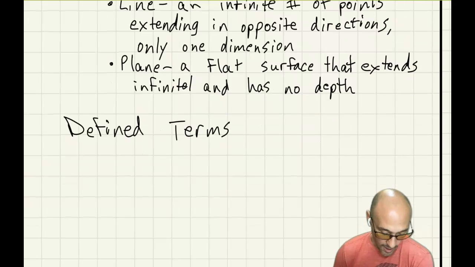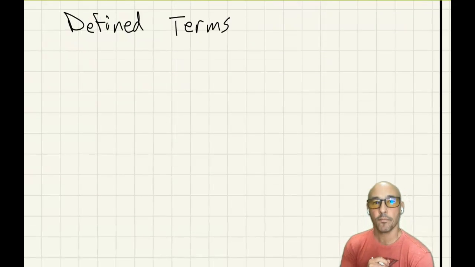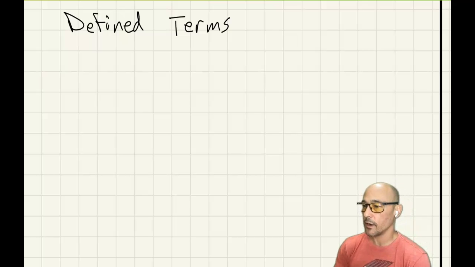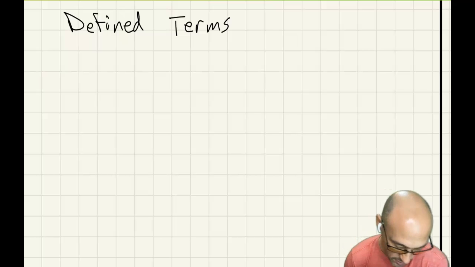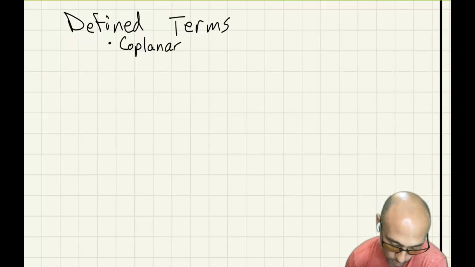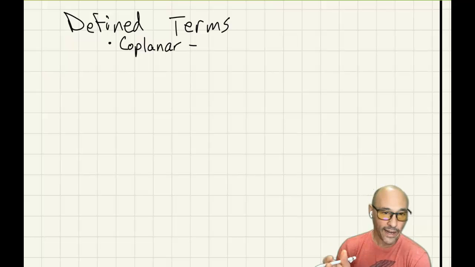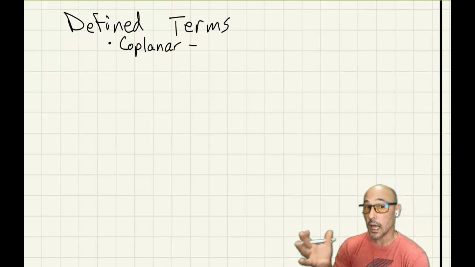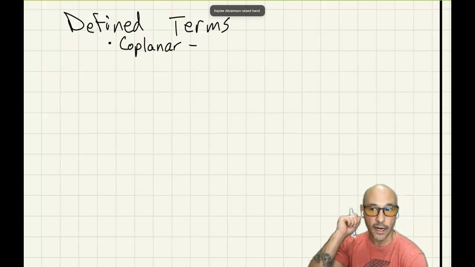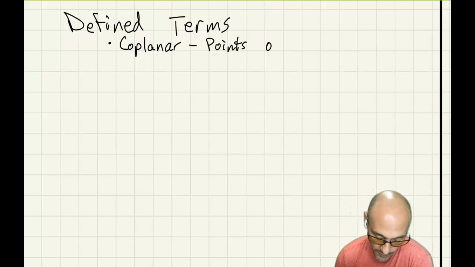So there's an idea here that's really important, and it's the idea of coplanar and non-coplanar. Coplanar, it's a funny word, is points, and lines as well, because lines are made up of points. So points on the same plane.